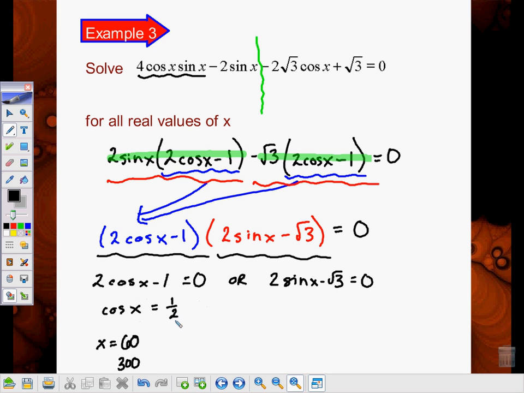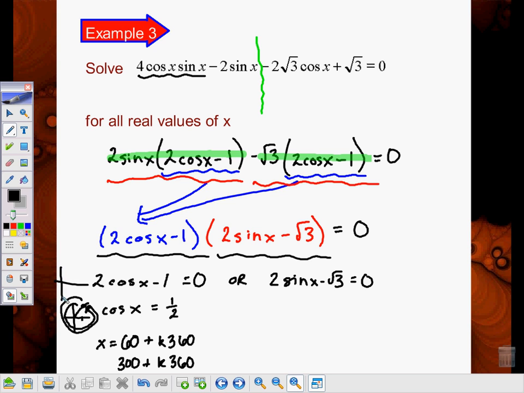Now I want all real values of x, so I have to consider every time we go around the unit circle, those values are going to happen again. So I'm going to put on multiples, and I'll use the variable k for integer multiples of 360 degrees. And I'll do the same for 300, so integer multiples of 360 degrees. I'll give you the example with 60 degrees. We have 60 degrees, but then I'll get that same x value happening when I go around the circle again. There's one multiple of 360, and again, another multiple of 360. I have to put every time I go around the circle.